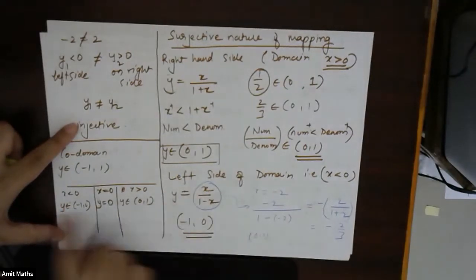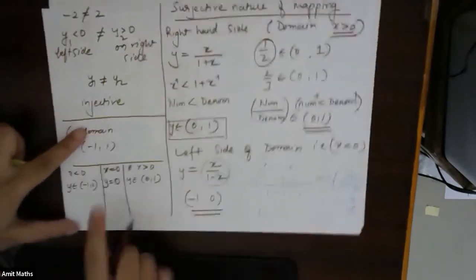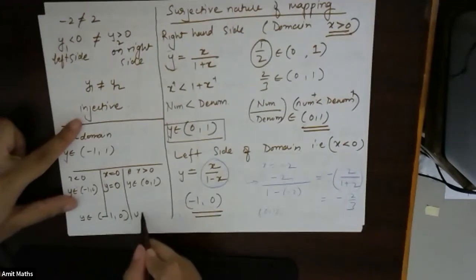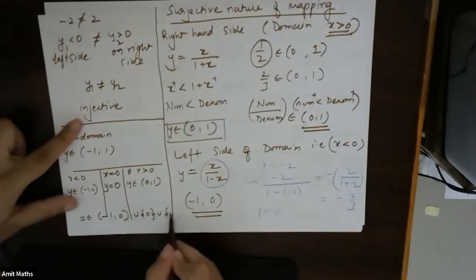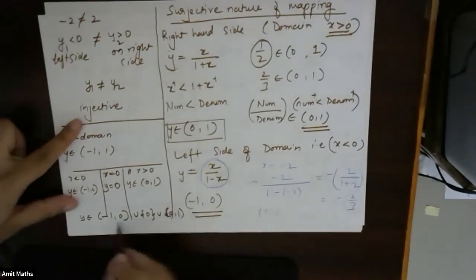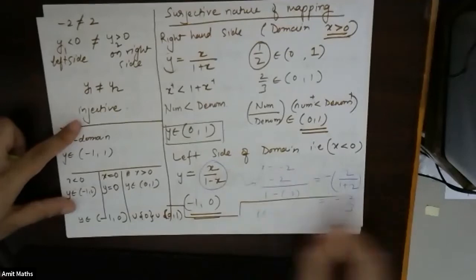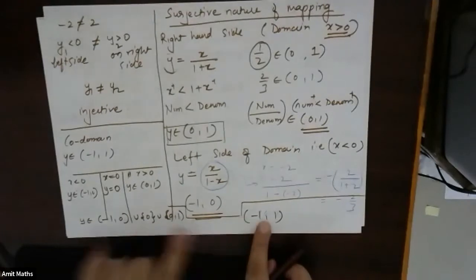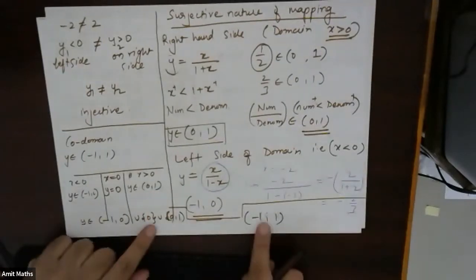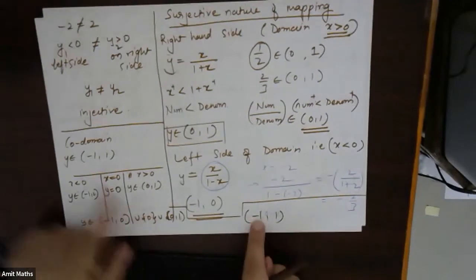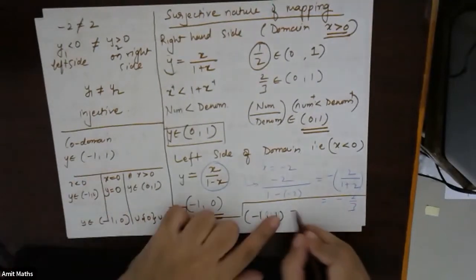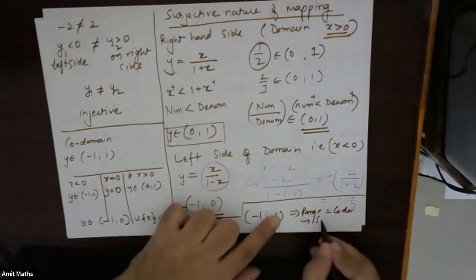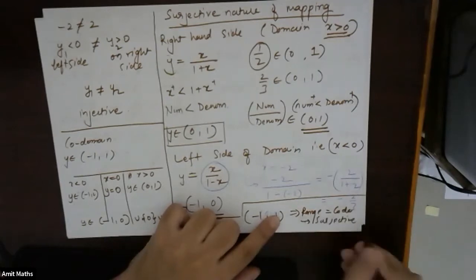If I take the union of all three, what will I get? y belongs to minus 1 to 0, union 0, union 0 to 1. So this complete thing will become minus 1 to 1. This is the range of this function. In three different parts I've taken the union, so this becomes the range of the function. If this is the range and this is the codomain, is range equal to codomain? So range equals codomain. That means this is surjective in nature.